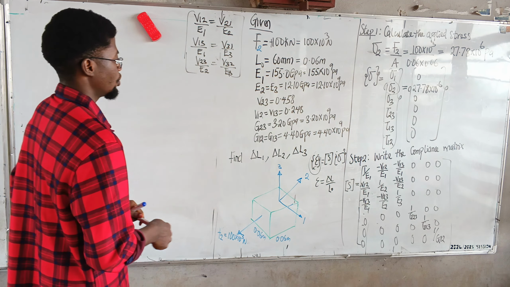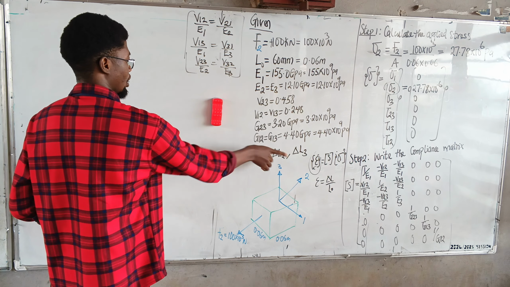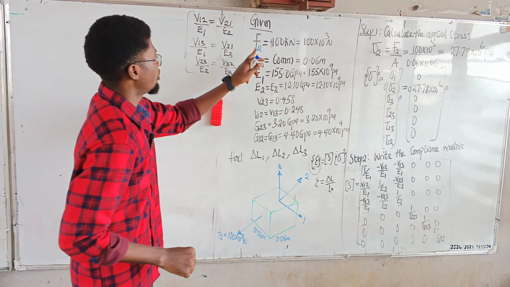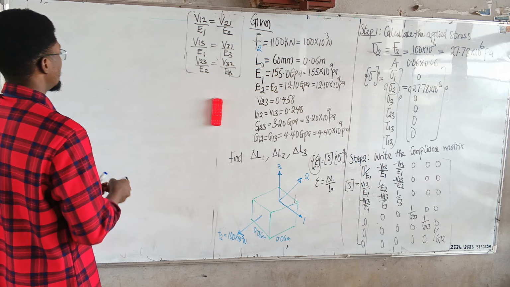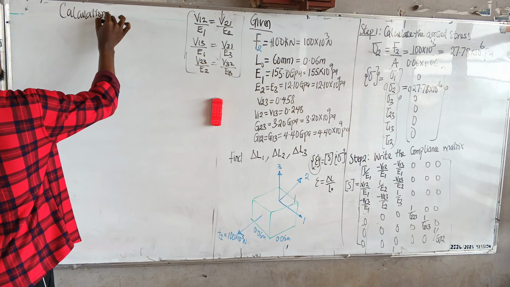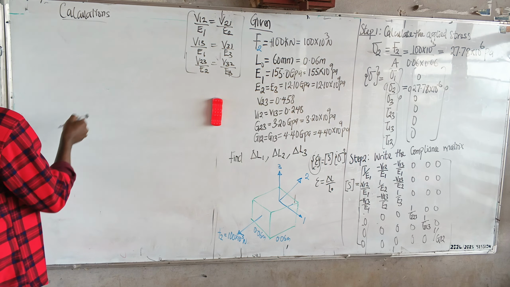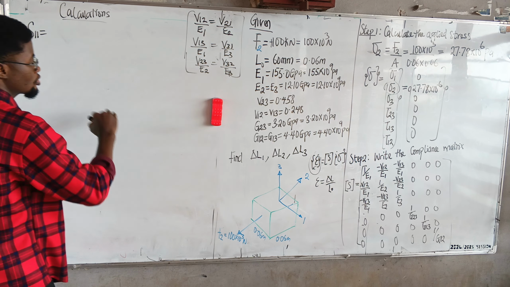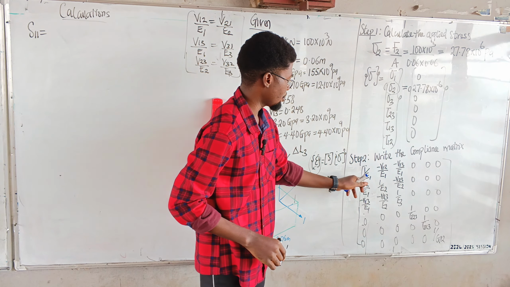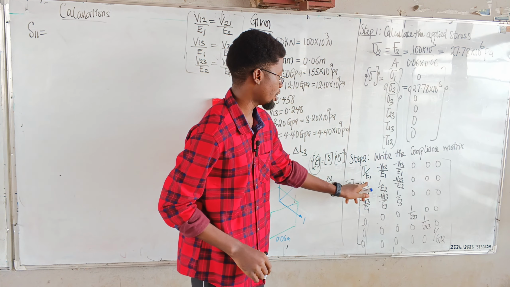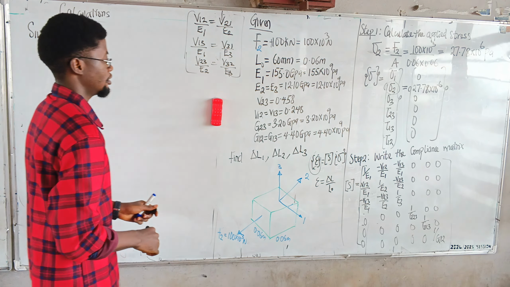So let's go back to the question. After we have written our compliance matrix, let's do the calculations. We know what each of these are from our given data. When we do that, we'll put it back inside our matrix. So what's the first one? Our S11. S11 is the first term here. This is S12, S13, and so on, while here is S21, S23, just like a matrix.